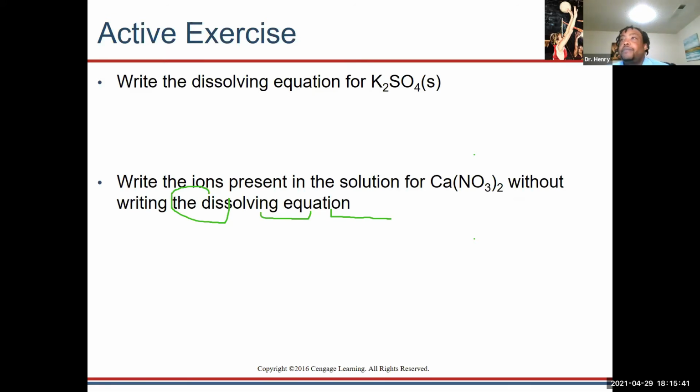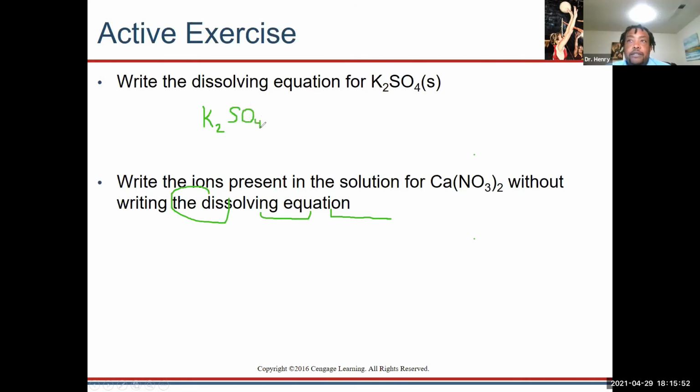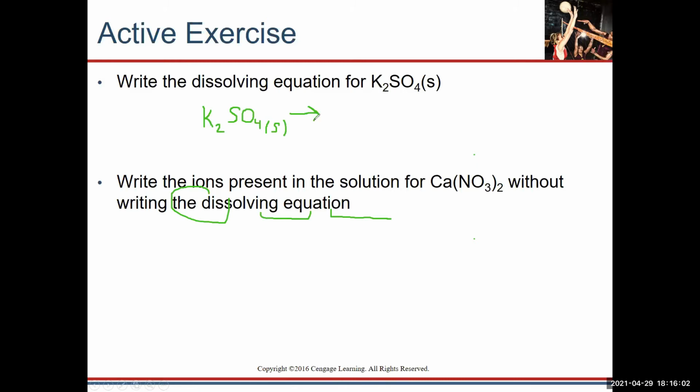Okay, so what's going to happen if we put potassium sulfate in water? It's going to break up. Water's going to sweet talk it, right? And we're going to end up with what 2 ions? Potassium and SO4 by itself. That's right.